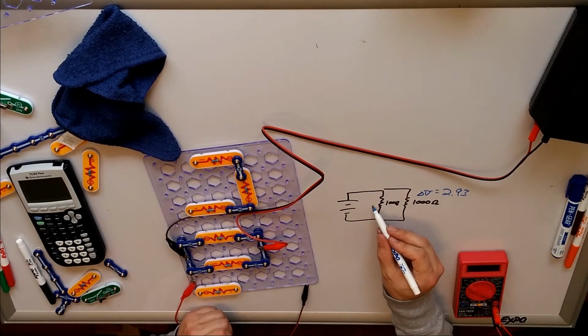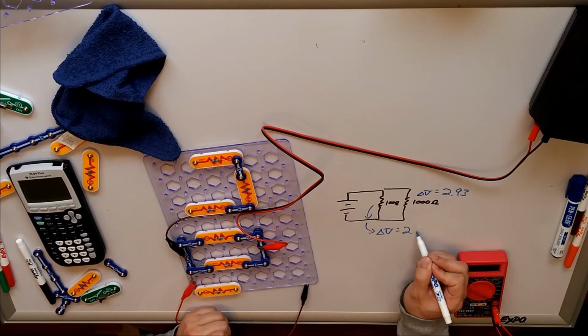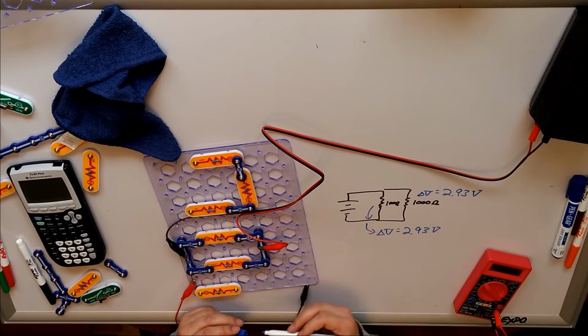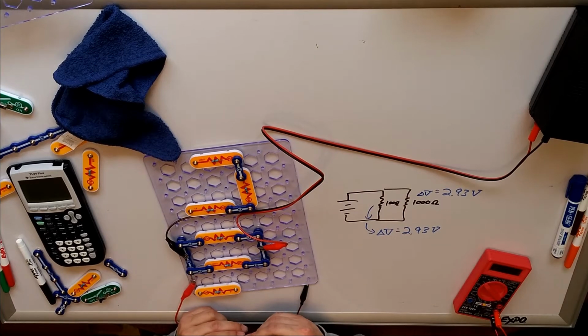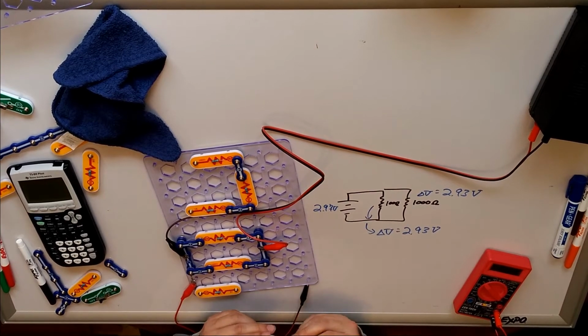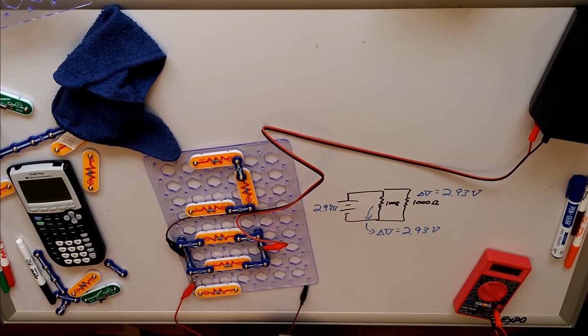The 100 ohm is also 2.93. Got something a little different. My total was about 2.97 volts. It looks like this one's pretty much matching the full battery, and this one's pretty much matching the full battery. These don't add together to 2.97 at all.